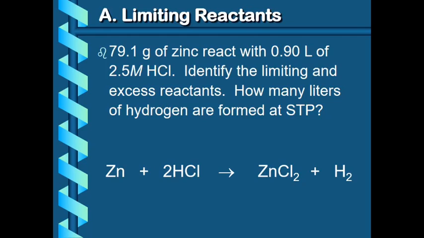We have 79.1 grams of zinc reacting with 0.9 liters of 2.5 molar hydrochloric acid. Identify the limiting and excess reactants. And once you find that out, how many liters of hydrogen are formed at STP? So we're going to write down this equation. We're going to balance it, write down all of our given information, what it is we're looking for, and then head on to the steps for limiting reactant.